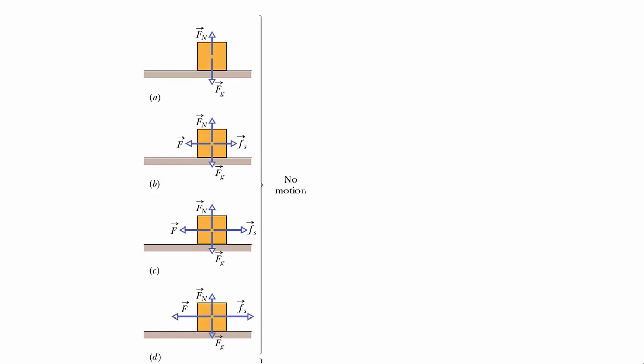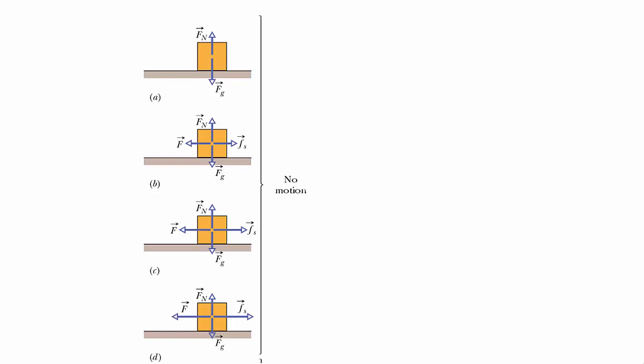And notice that the force of static friction is parallel to the surface that the box is in contact with. It's parallel to the ground. Friction is always going to be parallel to the two surfaces that are in contact with each other. So I applied this force. My force was getting bigger and bigger and bigger. The box wasn't sliding, so that meant that the static friction was getting bigger and bigger and bigger.